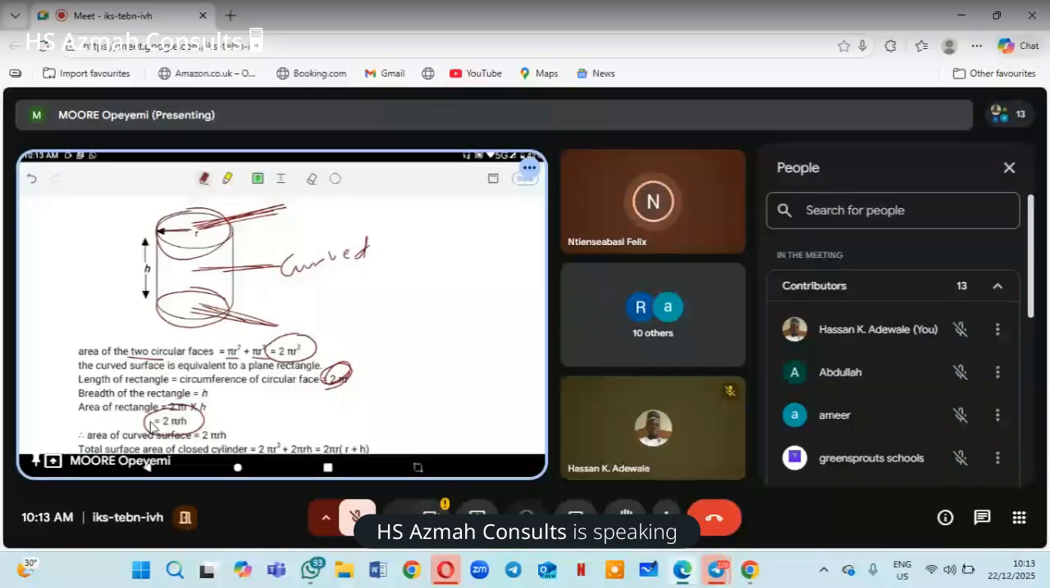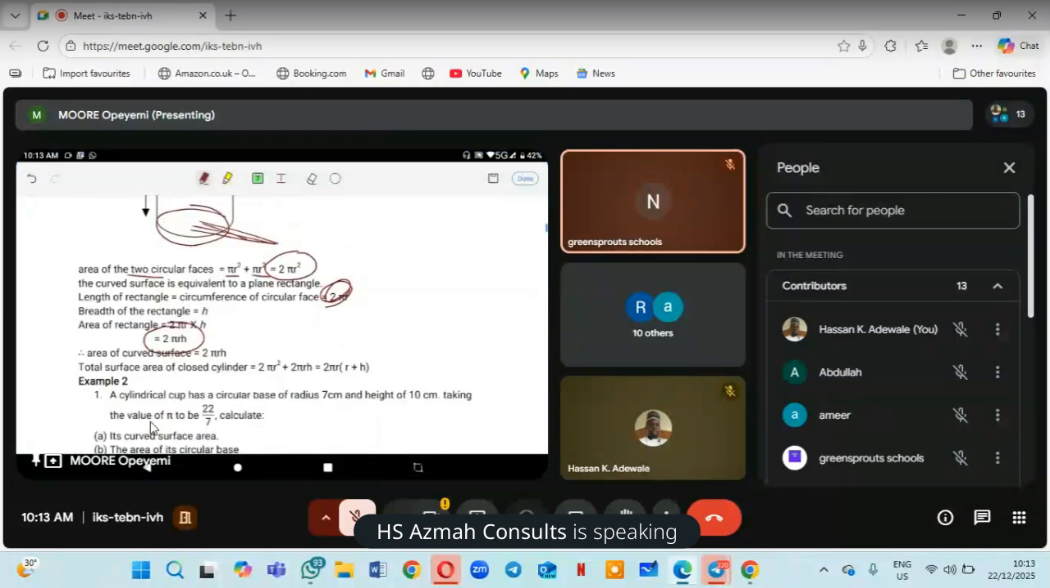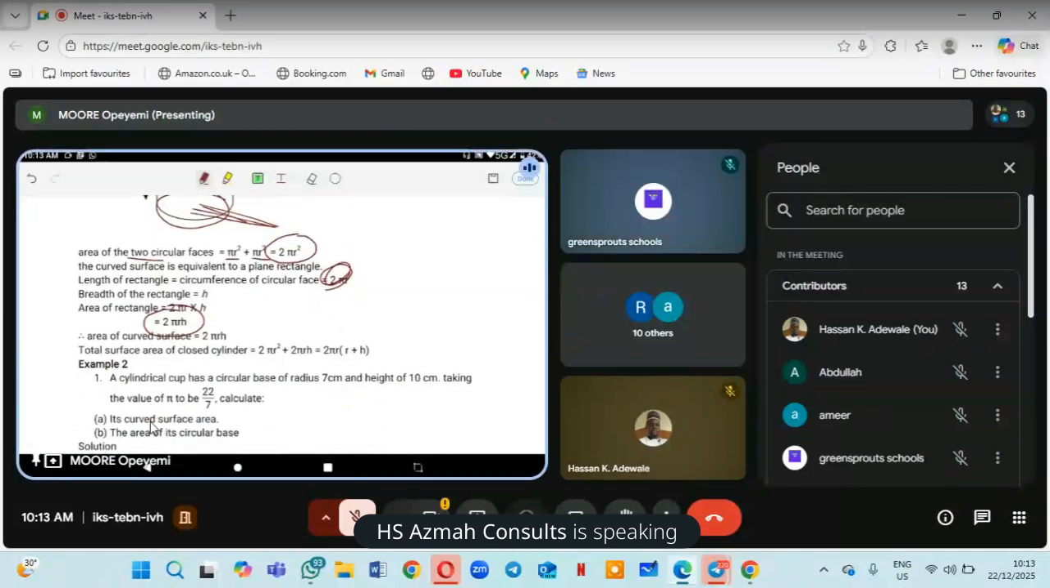Are you listening? Yes, sir. Okay. Area of the curved surface. Remember, the curved surface of the cylinder is the part we hold. This part is a circular face, and this is another circular face. So curved surface means the area of this part. The area of the curved surface is 2 pi r h.